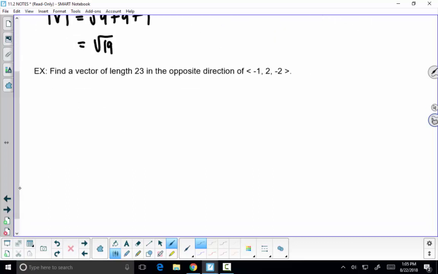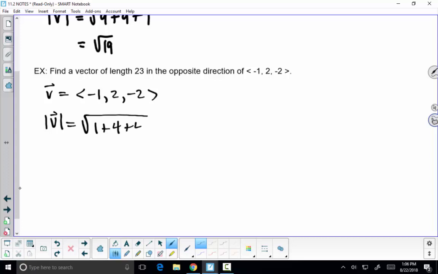All right. Find a vector of length 24 in the opposite direction. We're going to start out again. Let's label this vector as v. We will find its length by doing the square root of the sum of the squares. Get 9 square rooted, which is 3. And the unit vector then, v divided by the length of v, this is the unit vector. We just divide each component by 3. So this is a unit vector that points in the same direction.